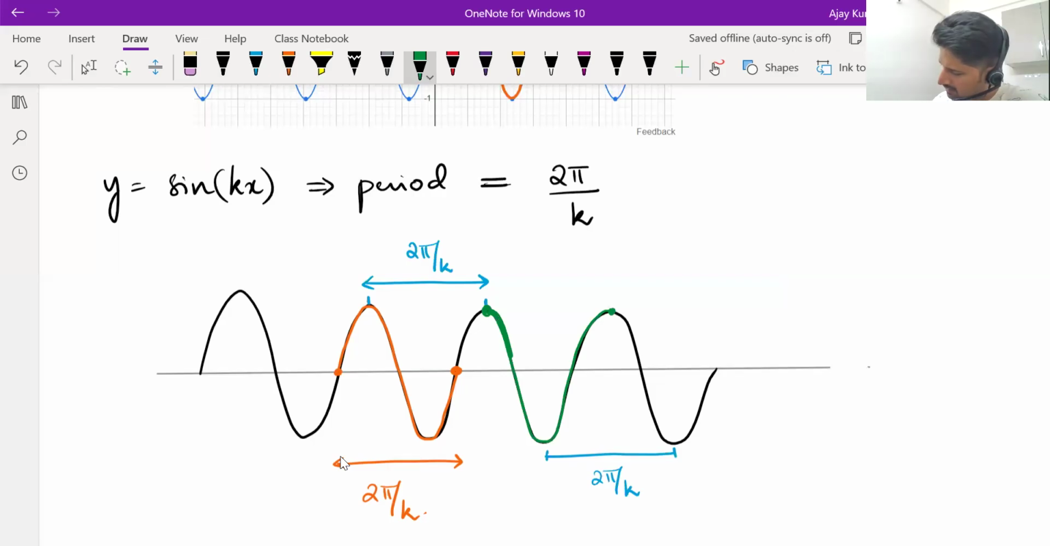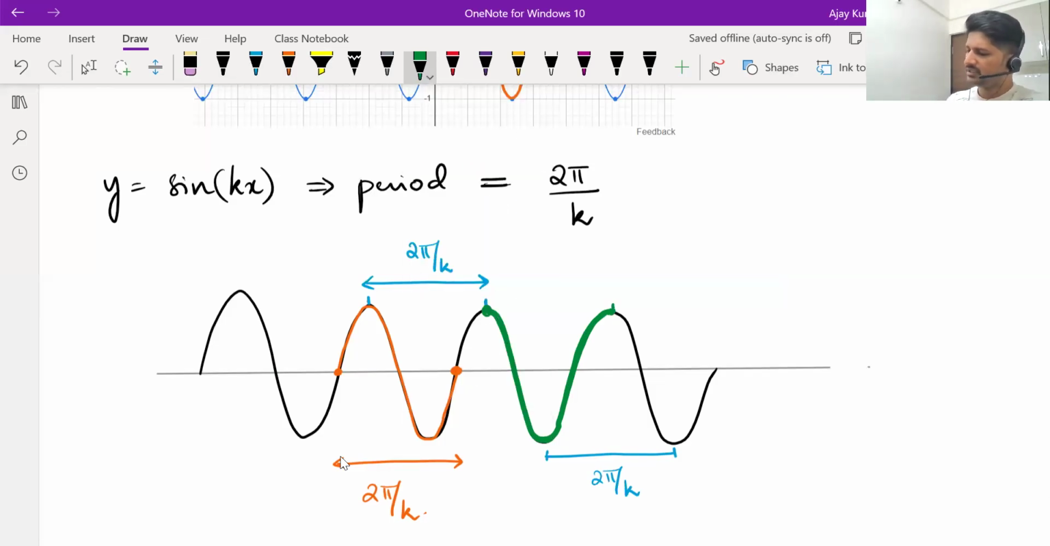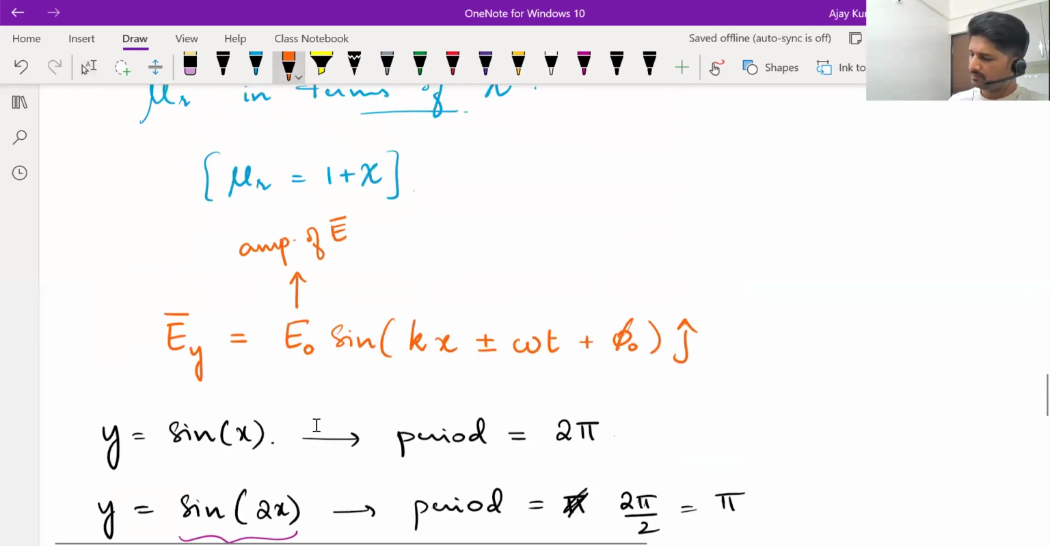Fine. And in terms of properties of a wave, what is the distance between two successive crests called? Wavelength. Okay. So this 2 pi by k is nothing but the wavelength of the electromagnetic wave. So k depends on the wavelength. The propagation constant or angular wave number, you can call it whatever you like, depends on wavelength.